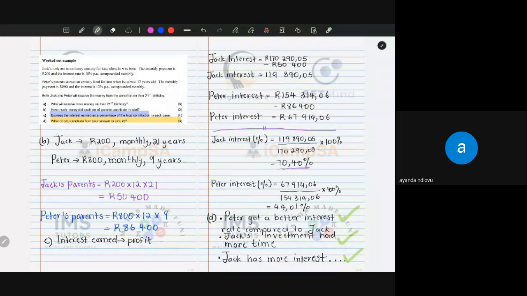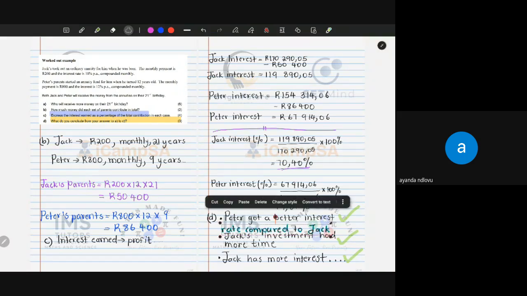I see so many. I see a hand from Ayanda. You can go ahead. So is it not Jack that has a better interest rate because he had 70.40 while Peter only had 44.01? So what did I say? I said Peter got a better interest rate. Yeah, no, what I wrote is correct. Maybe please repeat your question again. Okay, wait, so can you please explain how Peter got a better interest rate?